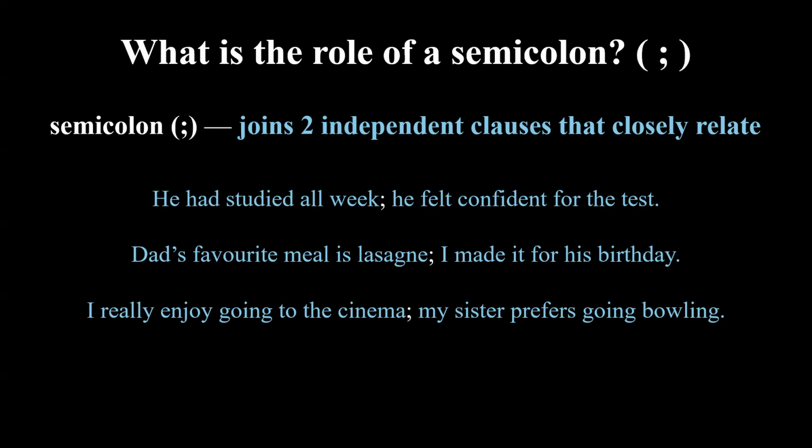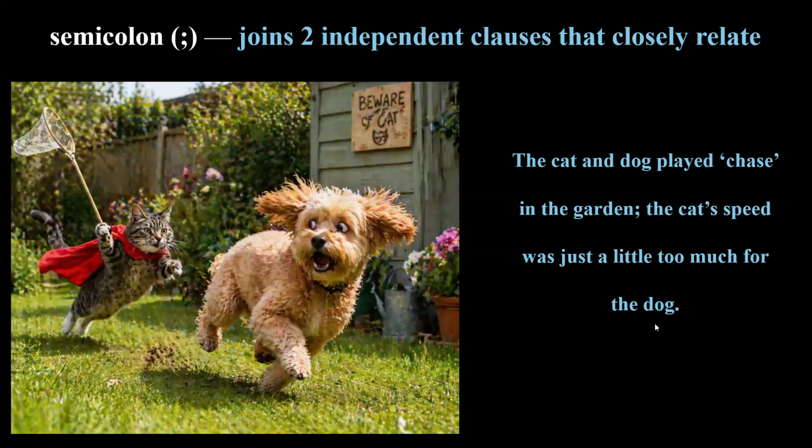All right, so here's a picture. It says, the cat and dog played chase in the garden; the cat's speed was just a little too much for the dog. So once again, I've got two independent clauses. I can't call them independent sentences because it's only one sentence, isn't it? The whole thing's only one sentence. So I can't say I've got two sentences here. I don't. I have one.